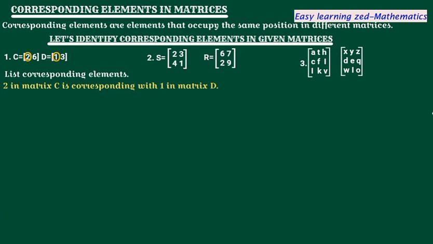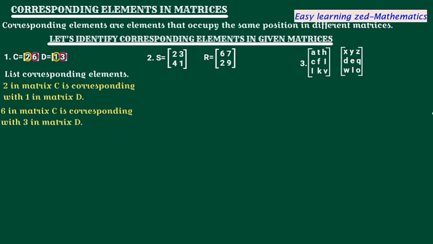So we can say 2 in matrix C is corresponding with 1 in matrix D. We can also say 6 in matrix C is corresponding with 3 in matrix D.